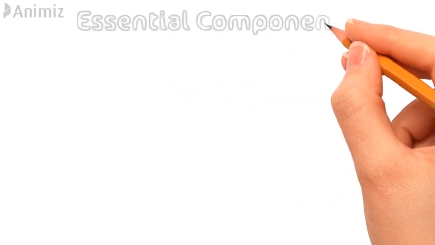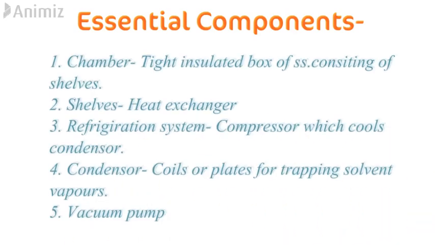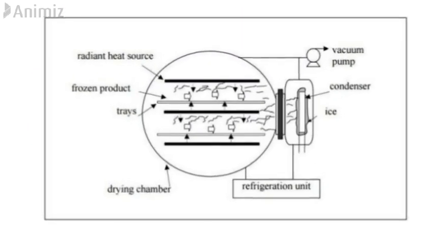Irrespective of the type, a freeze dryer consists of these essential components: a chamber, which is a tight insulated box of stainless steel consisting of shelves; a shelf on which the product is kept and which acts as a heat exchanger; a refrigerating system which has a compressor which cools the condenser; a condenser which can be in the form of a coil or plates for trapping solvent vapors; and a vacuum pump for lowering the pressure.